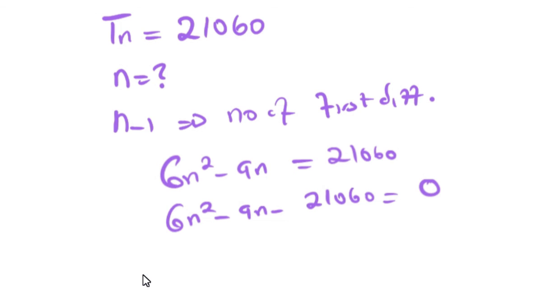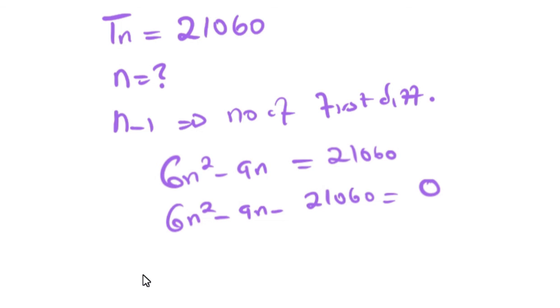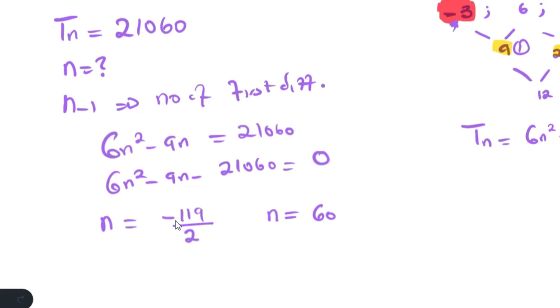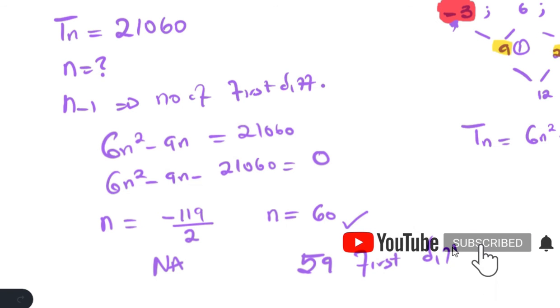The next step is to factorize. You can use factorization using different methods. Either you use the quadratic formula or you can open two brackets, right? So I'm just going to plug this in my calculator and get the values. Now the values I'm going to get is... because n here is negative, this will be not applicable. So this is the one we take. So our number of differences would actually be 59 first differences. And that's it.